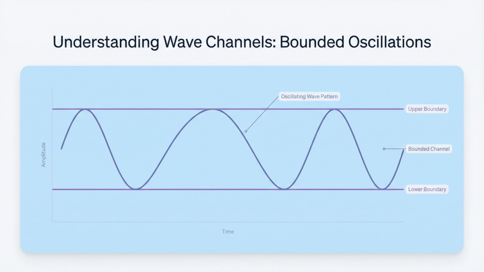In this environment, the price is trapped within a horizontal range. It simply bounces between a flat resistance level at the top and a flat support level at the bottom. We will explore how to trade these ranges as we move forward.